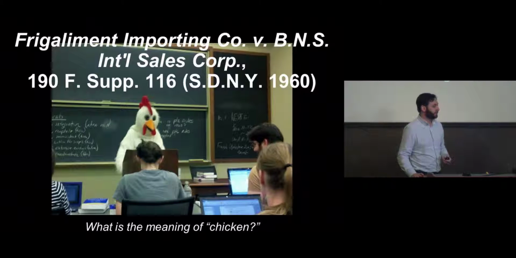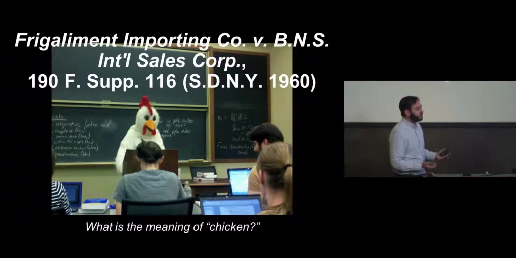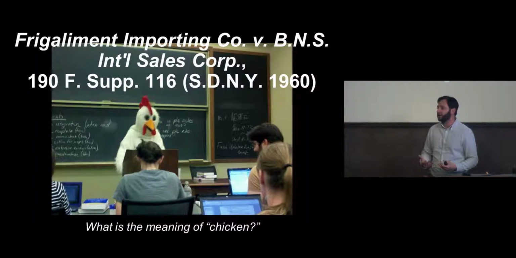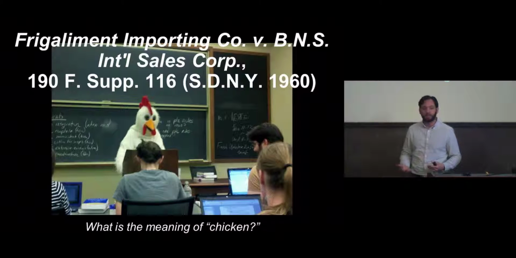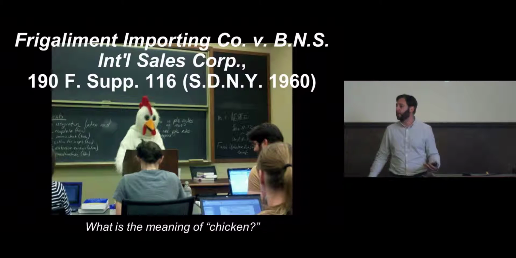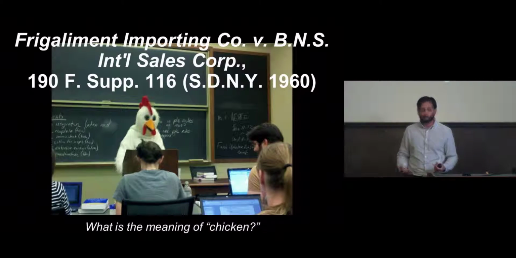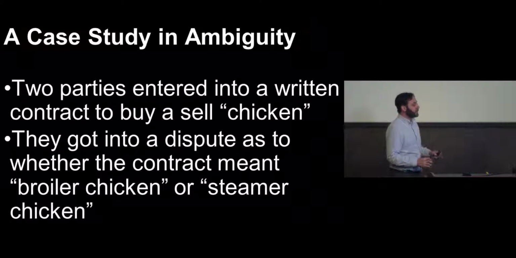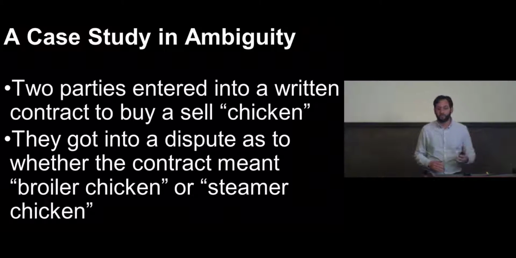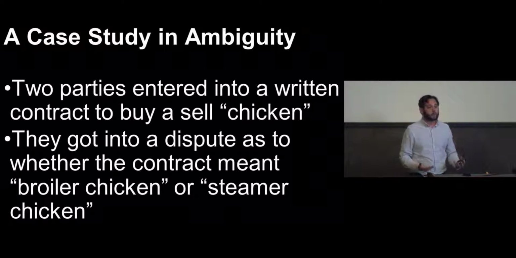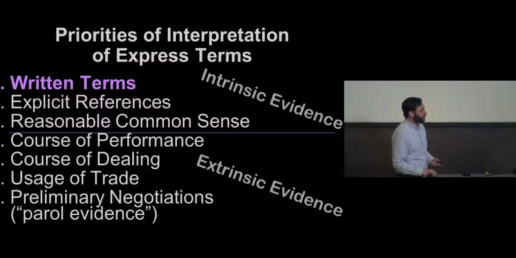We saw this concept of ambiguity first in our case about chickens, Frugaliment. And this was a good introduction. It actually predated both the Restatement that we're using, the Second Restatement, and the UCC. It was a sale of goods, but it predated the UCC, and that's why it didn't reference it. And so I wouldn't necessarily cite to it for the law. We have better sources of law, but it did paint a picture of how something as common as a contract for the sale of chicken can have an ambiguity in it. So we explored that as a study in ambiguity as these parties tried to determine whether chicken meant broiler chicken or steamer chicken, and that was our first example of contract interpretation.